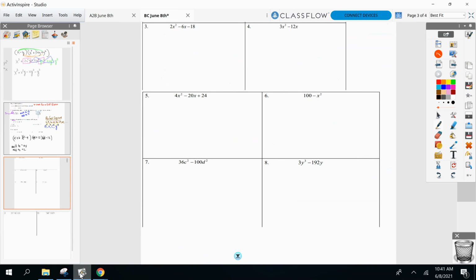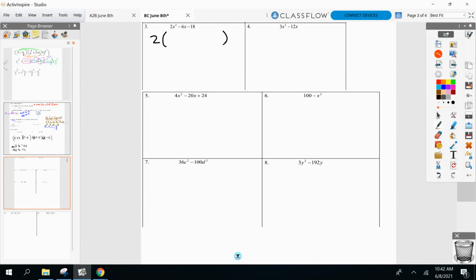Emily, you got this. What number can I take out? 2, yep. I cannot take out an x because the 18 does not have an x. So just 2. And when you do the GCF method, the 2 that Emily took out, I'm dividing each term by 2. It's division, what you're doing. It's reverse distribution, division. So now you're going to tell me, if I divide every term by 2, what's left?